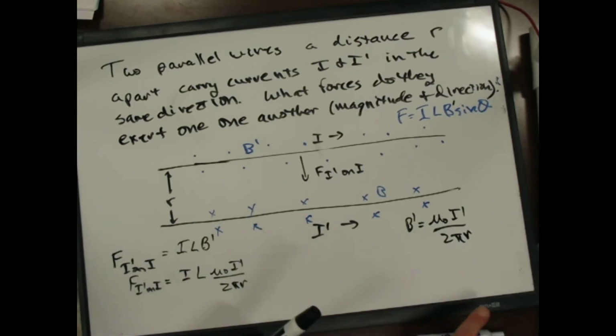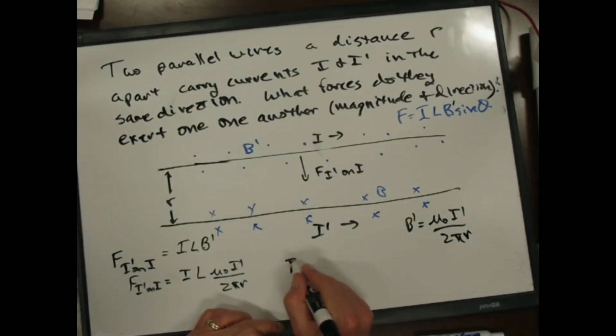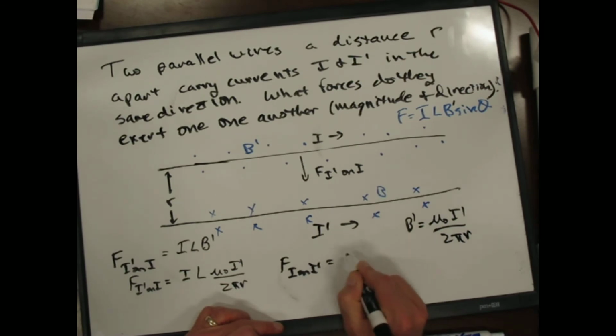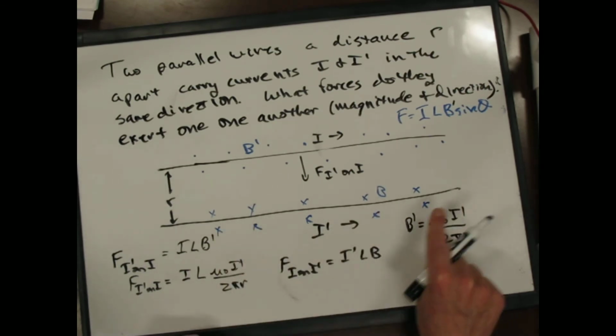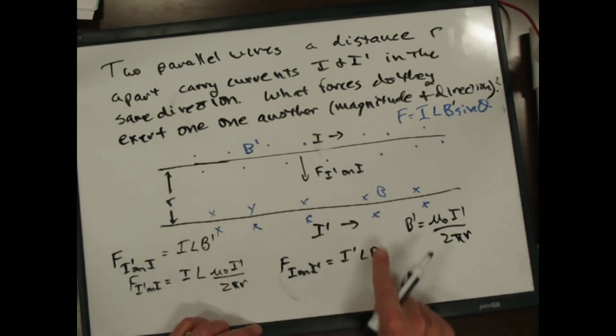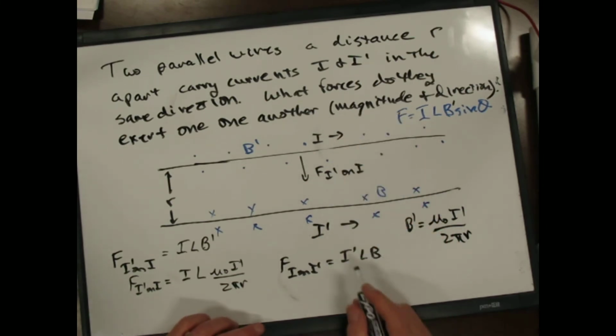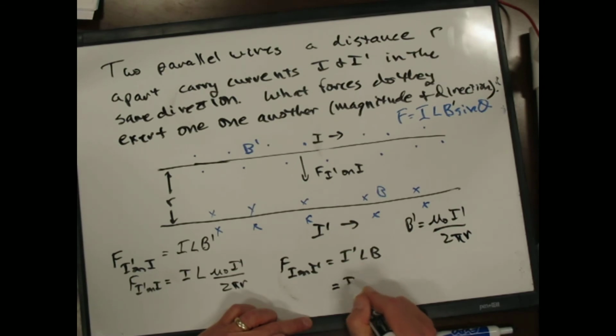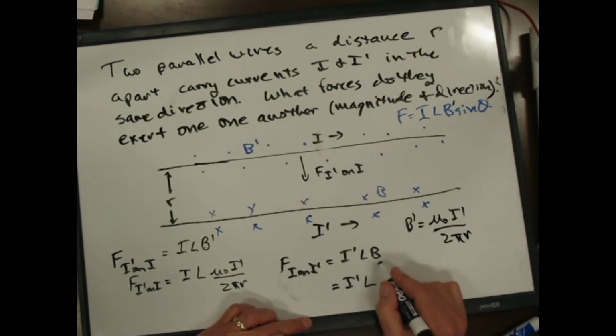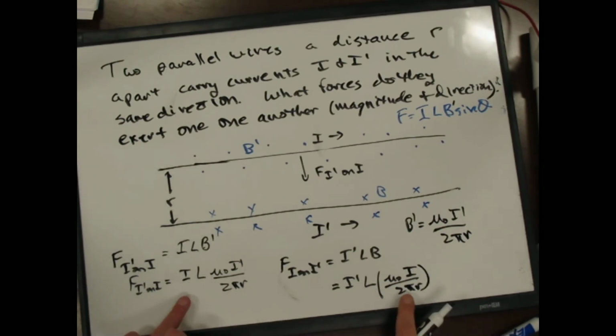And so I could say, look, the force, one more time, the force due to I on I prime is just I prime L B. That is to say, the current through this guy times the length of the wire times the magnetic field due to this guy down here, right? And that's just I prime L, and this guy's magnetic field is just mu naught I over 2 pi r. Notice these two come out the same.